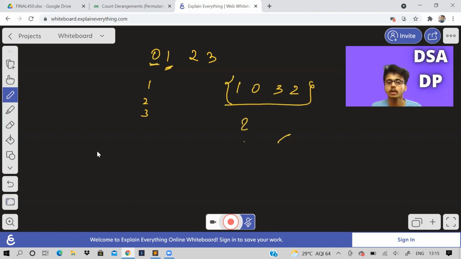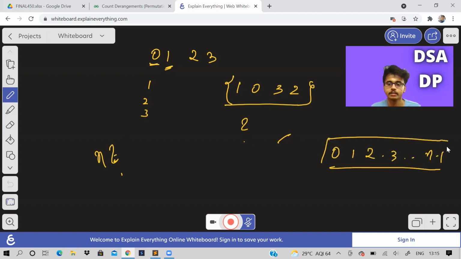We should count for a given value n. So for a given value n, there will be numbers like 0, 1, 2, 3, and so on, up to n minus 1. In this given permutation, this is also a permutation, right? In this given set of numbers, we have to find how many permutations are there such that the elements are not in their correct position. That's all. Elements are not in the correct position.